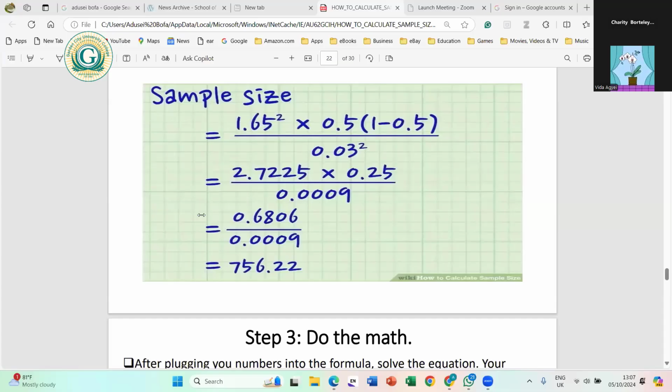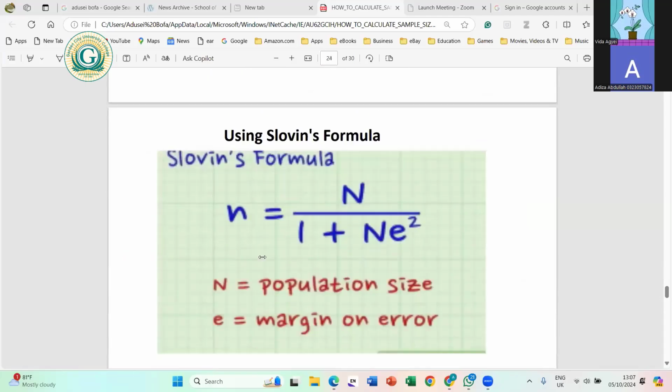Okay, the next one, Charity and Co. Please give me a few minutes, I'll call you. Before I call Charity and Co., now let's look at the last formula, which is very simple.